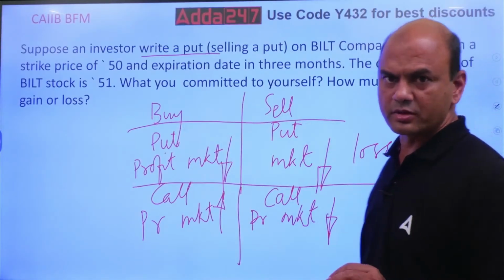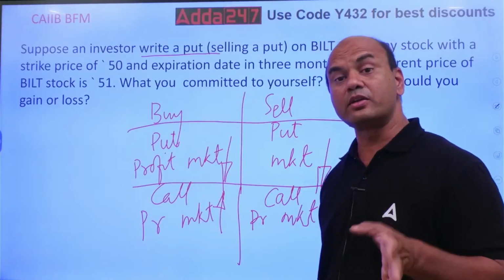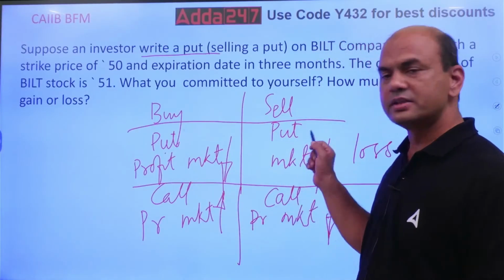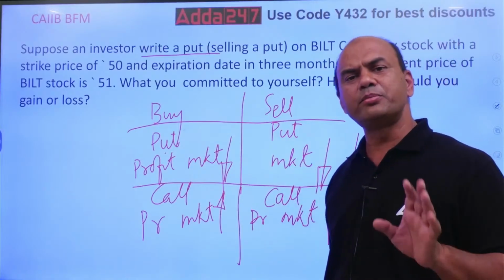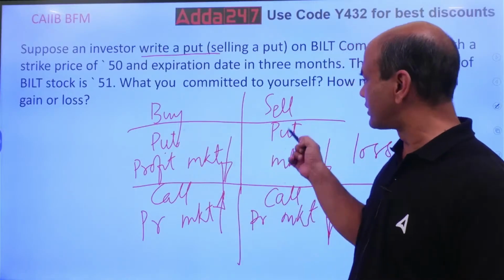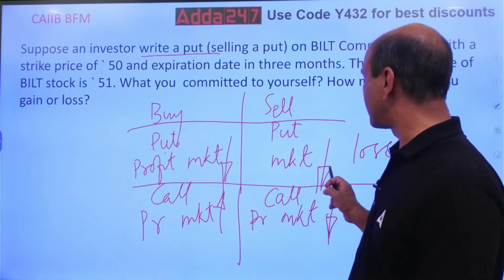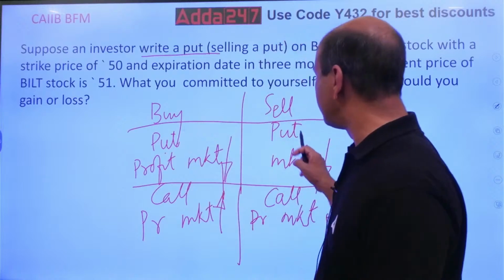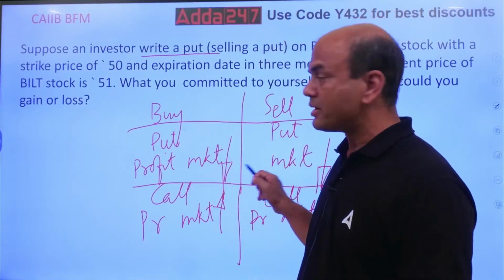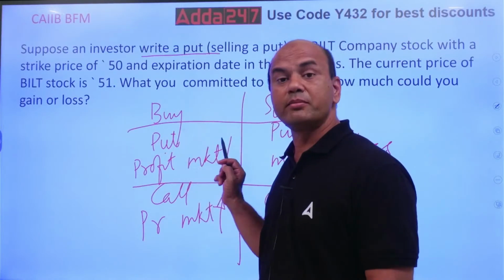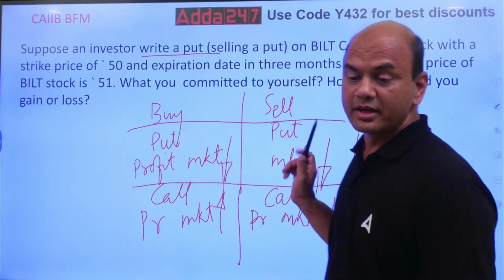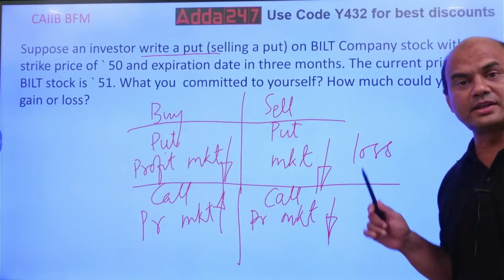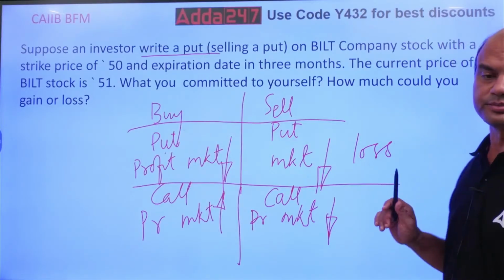The seller of an option, or the seller of any derivative, will profit in these scenarios. Mainly put and call. The seller of the put will benefit when the market is up. The buyer of the put will benefit when the market is down. Kindly keep this table handy. You must understand the basics of call and put.